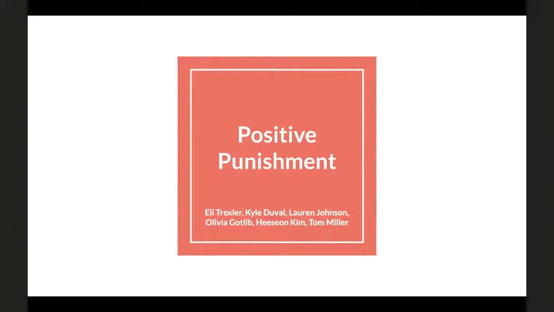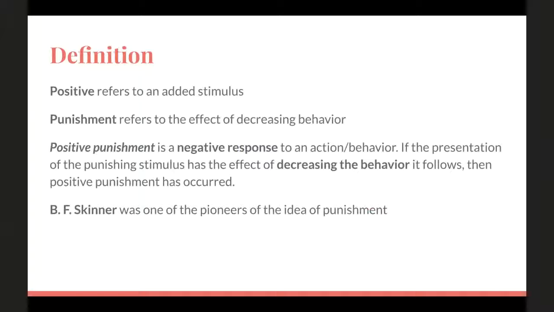We are going to be presenting about positive punishment. So first of all, the definition. Positive refers to an added stimulus. Punishment refers to the effect of decreasing behavior. Positive punishment is a negative response to an action or behavior. If the presentation of the punishing stimulus has the effect of decreasing the behavior it follows, then positive punishment has occurred.